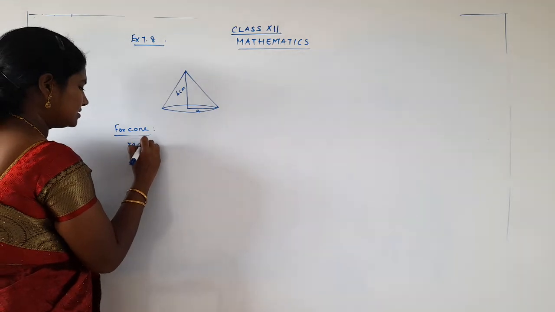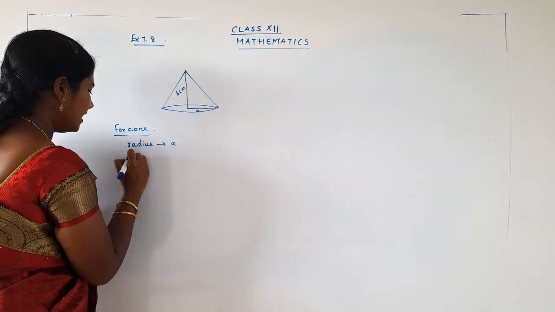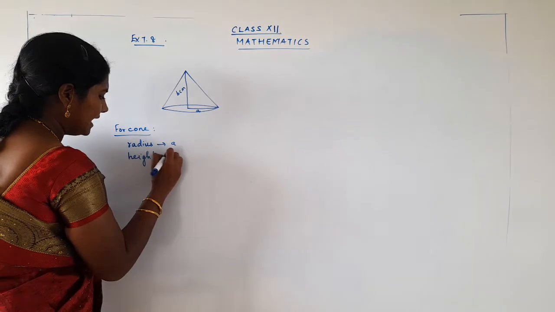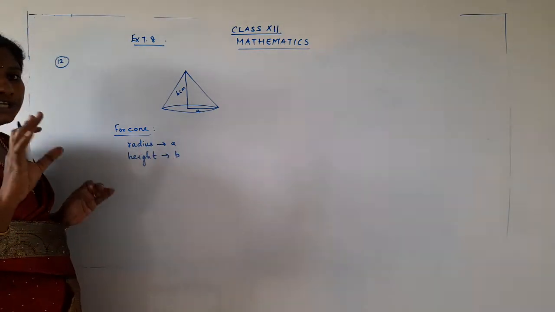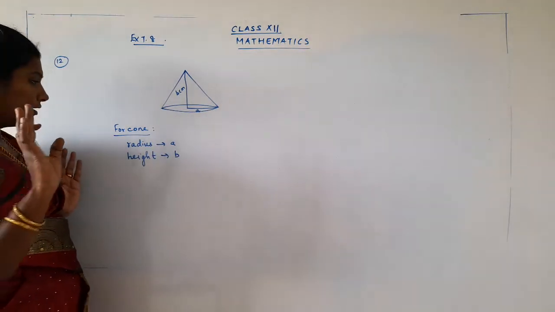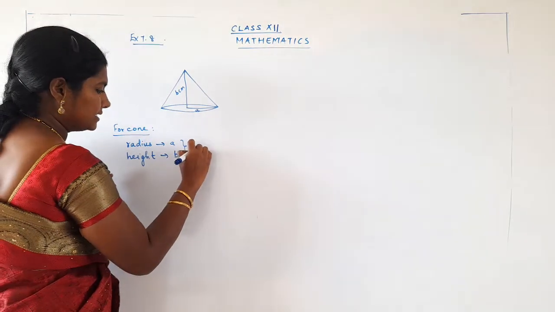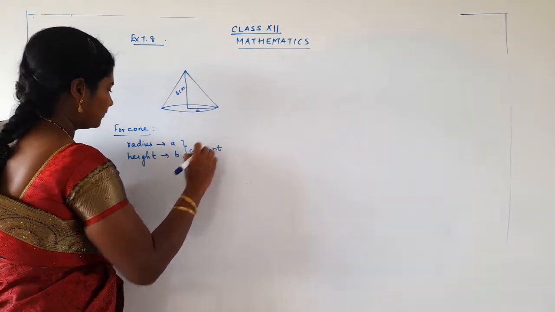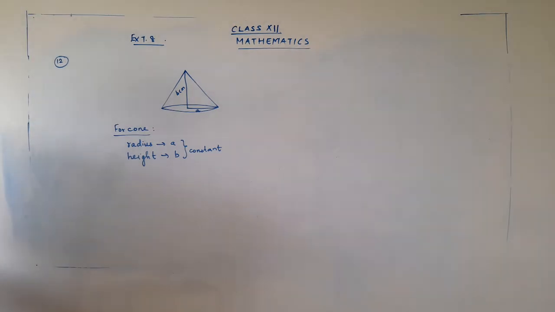For the cone, the radius is A and the height is B, and they are constant values. You cannot change the radius and you cannot change the height. So, they are the constants here. We cannot change the value. So, I have just given the details for the cone. For the cone, we have the radius as A and the height as B.